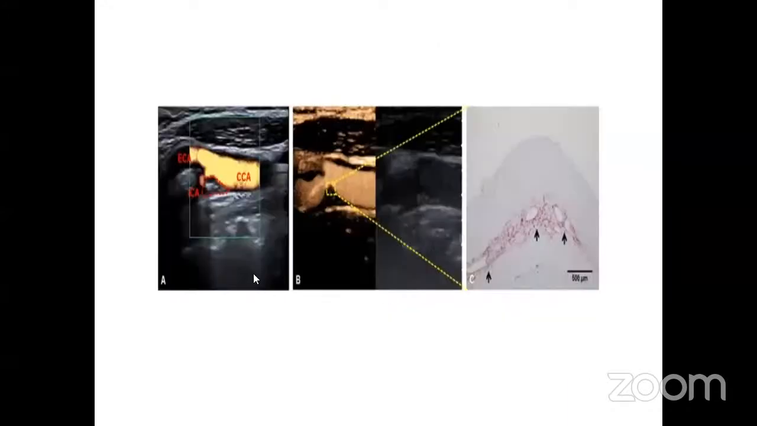And this is contrast enhanced ultrasound, where we can see the contrast in the lumen with some faintly seen structure, which is suggestive of neovascularization. Usually, neovascularization on contrast enhanced ultrasound correlates with the histology.